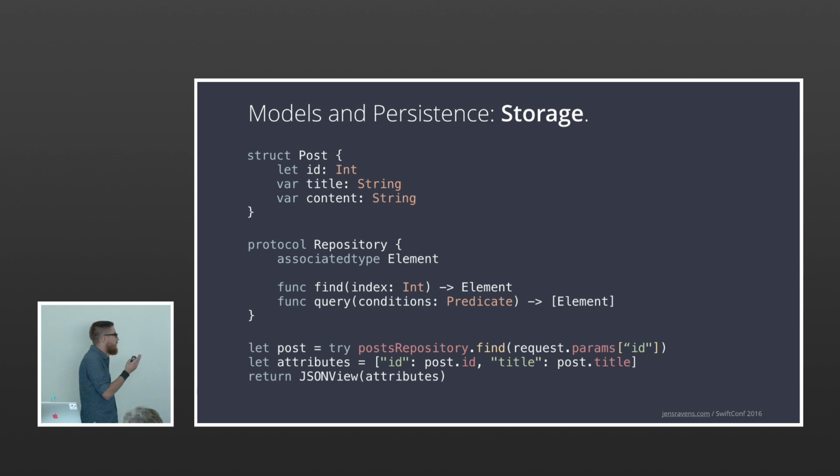Well, you just ask your posts repository to find some post from your request parents, get all the attributes out of there, and then return your JSON view. And basically, this would be the whole application to render your block as JSON. And it would also be pretty much the same code if you want to render that as HTML, because you just switch that out from JSON view to your post HTML view.